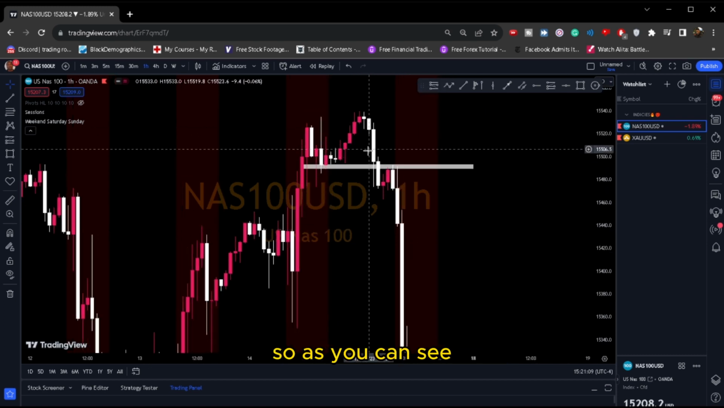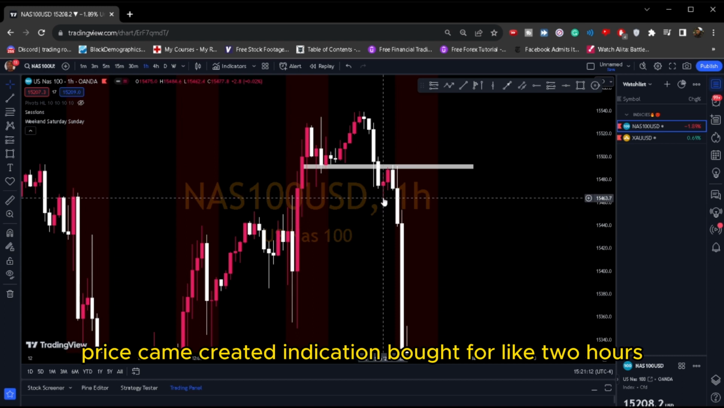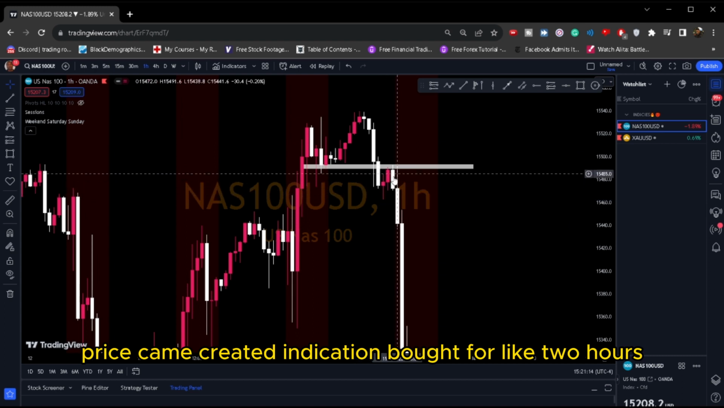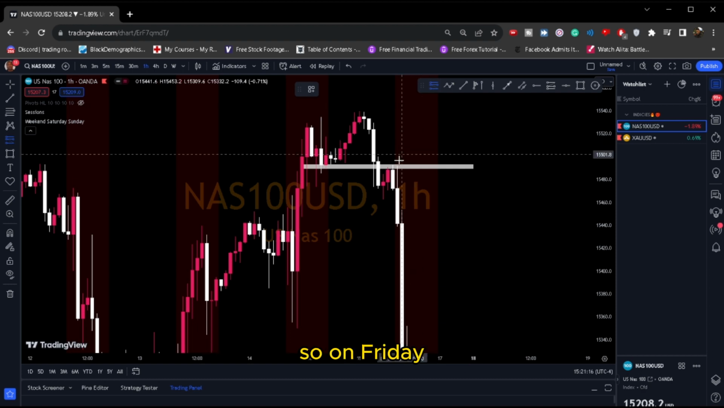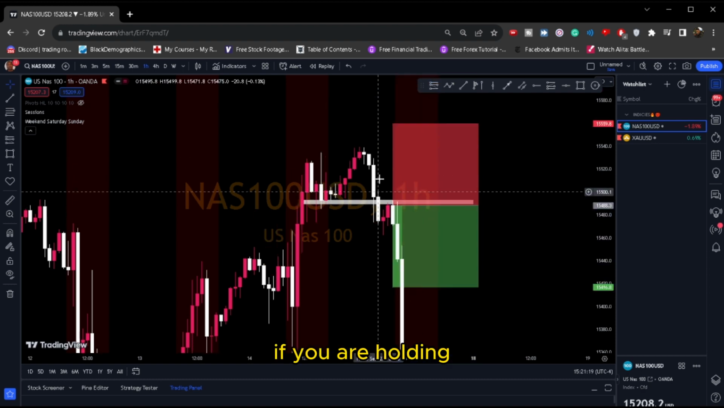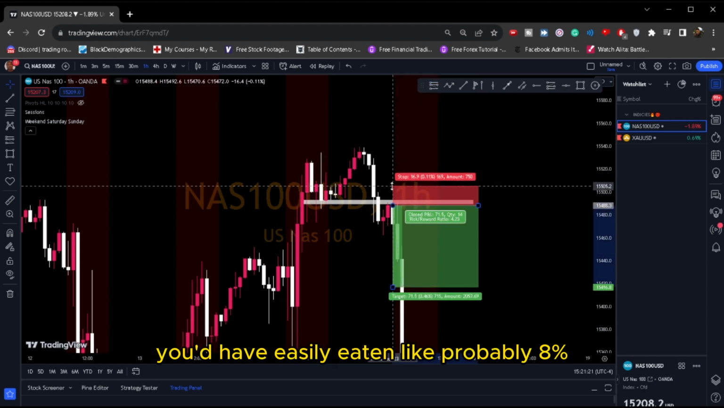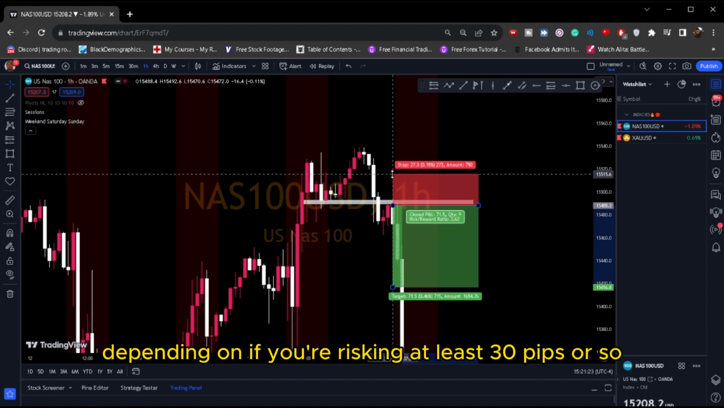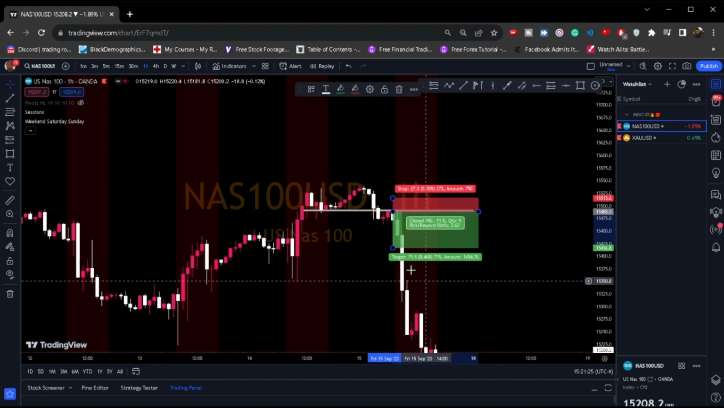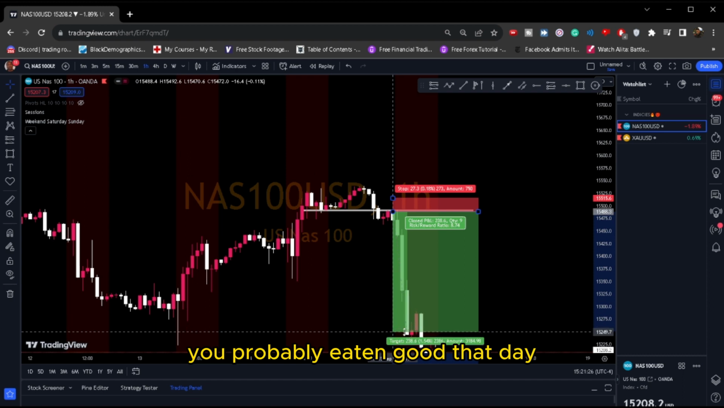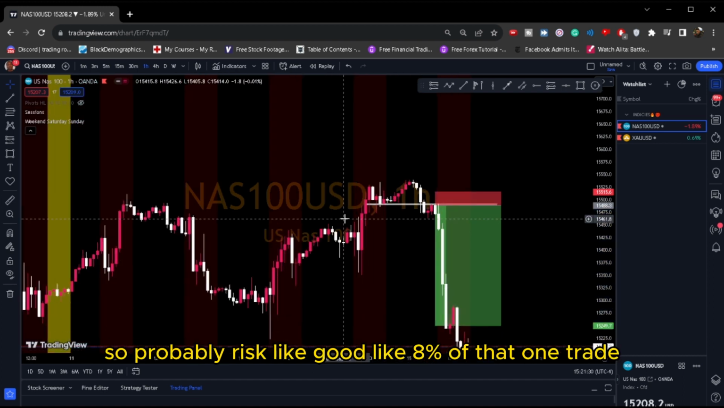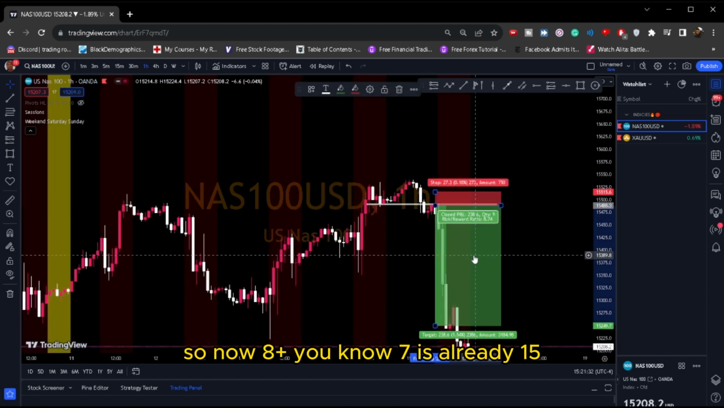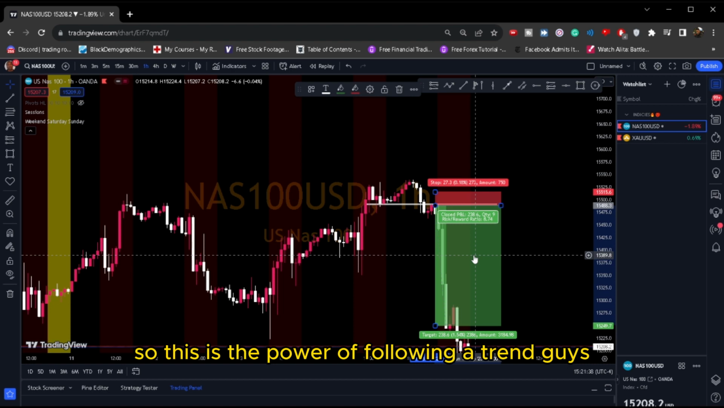So as you can see, price came, created an indication, bought for like 2 hours, and then gave you an entry here. So on Friday, if you were holding, you'd have easily eaten probably 8%, depending on if you're risking at least 30 pips or so. You're probably eating good that day, so you probably got like 8% on that one trade. So now 8 plus 7 is already 15, so you're already up 15%. So this is the power of following a trend, guys.